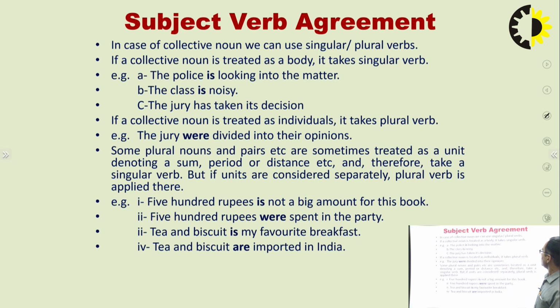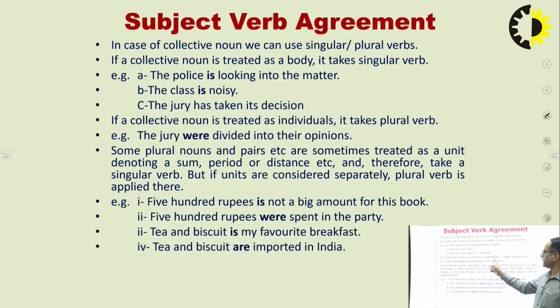In case of a collective noun, we can use a singular or plural verb both. Here we will have to try to understand. Whenever there is a group of people or a group of things, for example, when we say class, police, jury, mob, crowd, even family, these are collective nouns. This is a collection of some people. So now we can use singular verb and plural also. Generally, students use only singular verb, like the police is looking into the matter, the class is noisy, the jury has taken its decision.